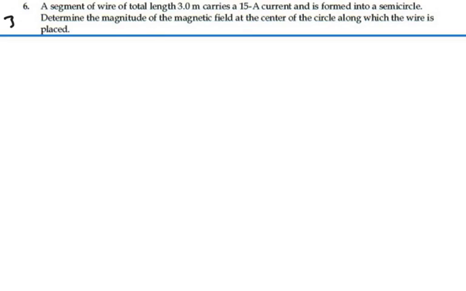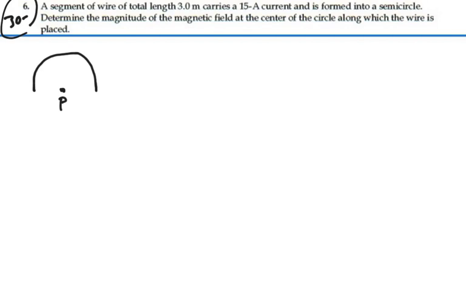Here's problem 36. A segment of wire of total length 3 meters carries a 15 amp current and is formed into a semicircle. Determine the magnitude of the magnetic field at the center of the circle along which the wire is placed. Alright, so we're going to form a semicircle of wire, and we want to find the magnitude of the magnetic field at the center point P.